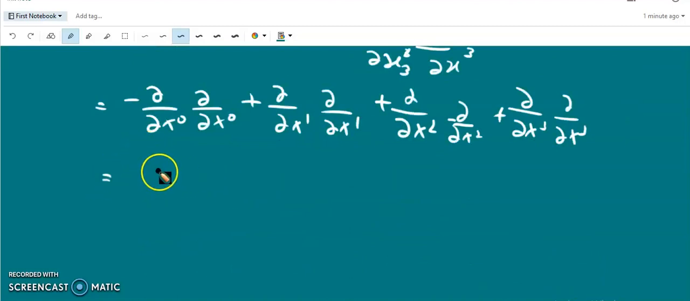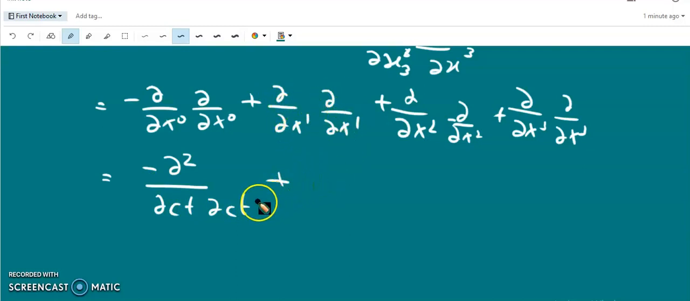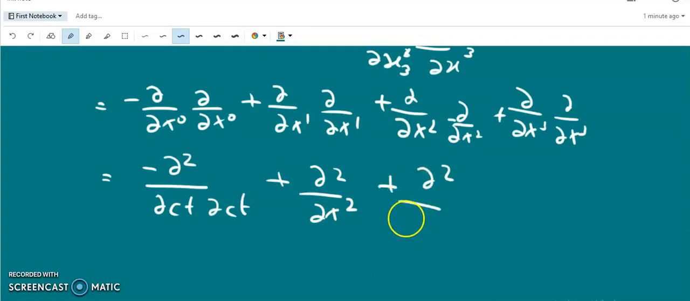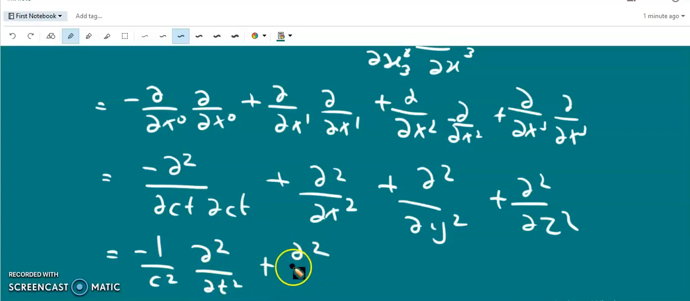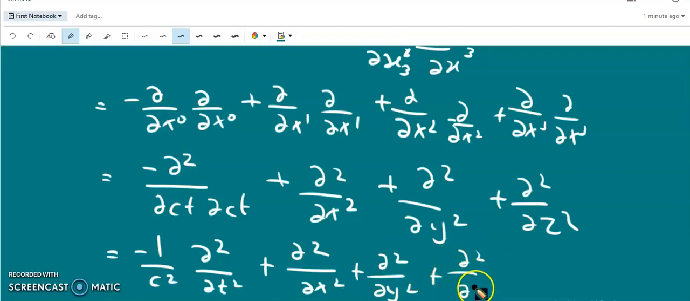We know that x0 is ct. So minus ∂²/∂(ct)∂(ct). C ആണ് എടുക്കാം. ∂/∂x ∂/∂x. So that is ∂²/∂x². Okay, this is ∂²/∂y². ∂²/∂z². So here minus 1 by c square into ∂²/∂t² plus ∂²/∂x² plus ∂²/∂y² plus ∂²/∂z².